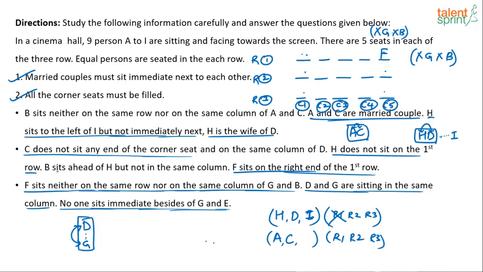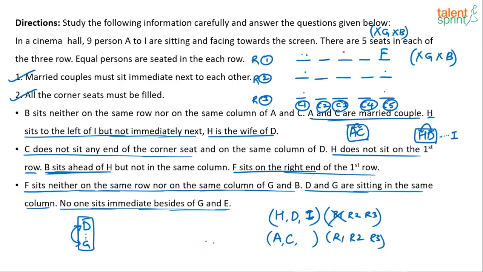B, okay, I think this will help. B sits ahead of H. I can conclude that H does not belong to row number 2. Because if you take H in row number 2, B should be ahead of H, which means B should be in row number 1. But we know that B does not come in row number 1.